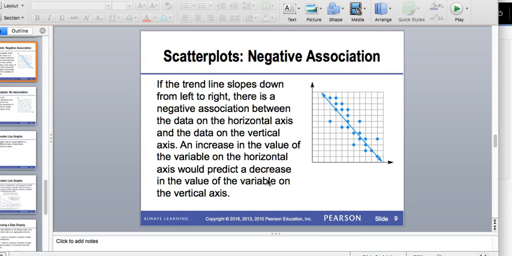And so if you think about what real life examples would be, if I said I want to look at a relationship between the temperature outside and the number of hours the air conditioner ran in the house, well, the higher the temperature, the more hours the air conditioner is going to be used, okay?